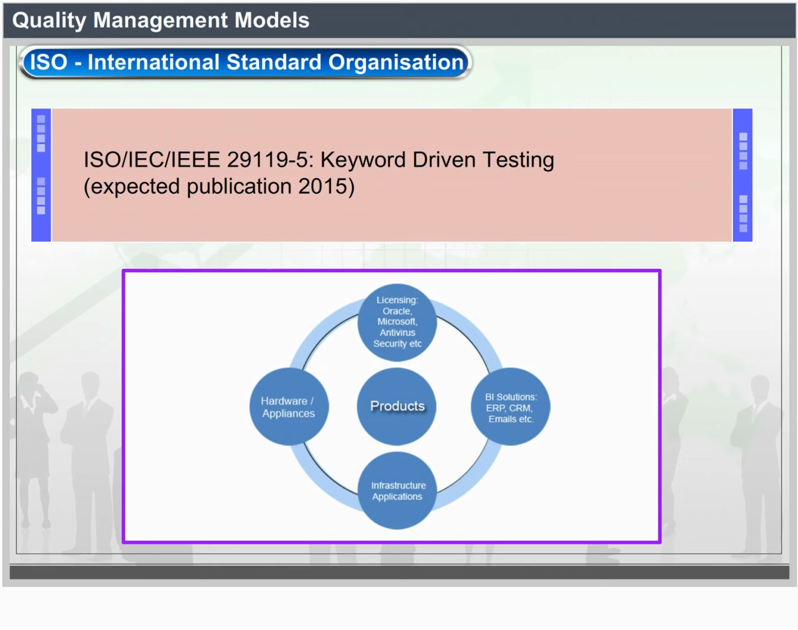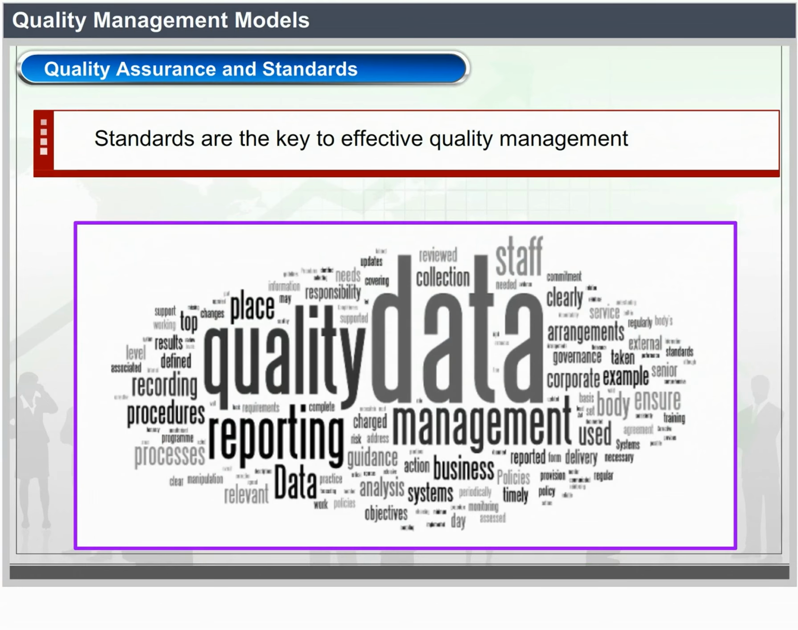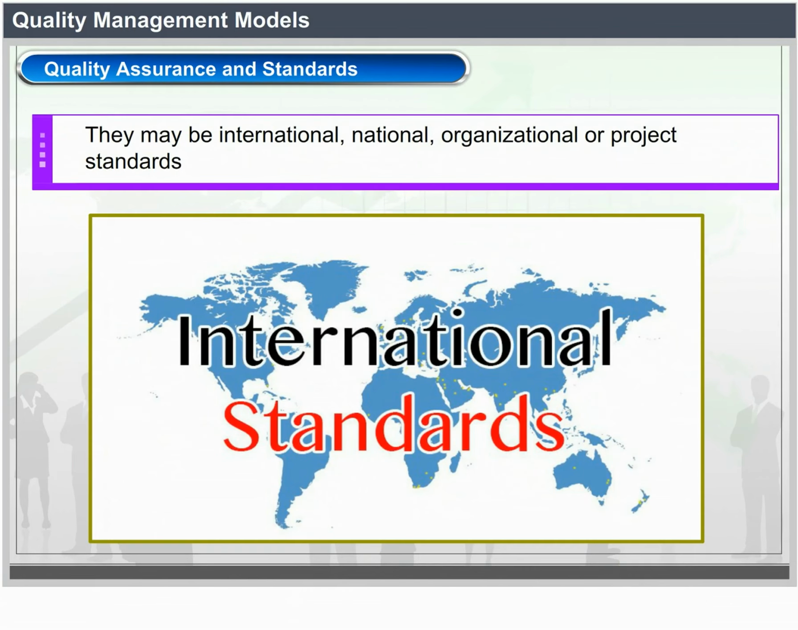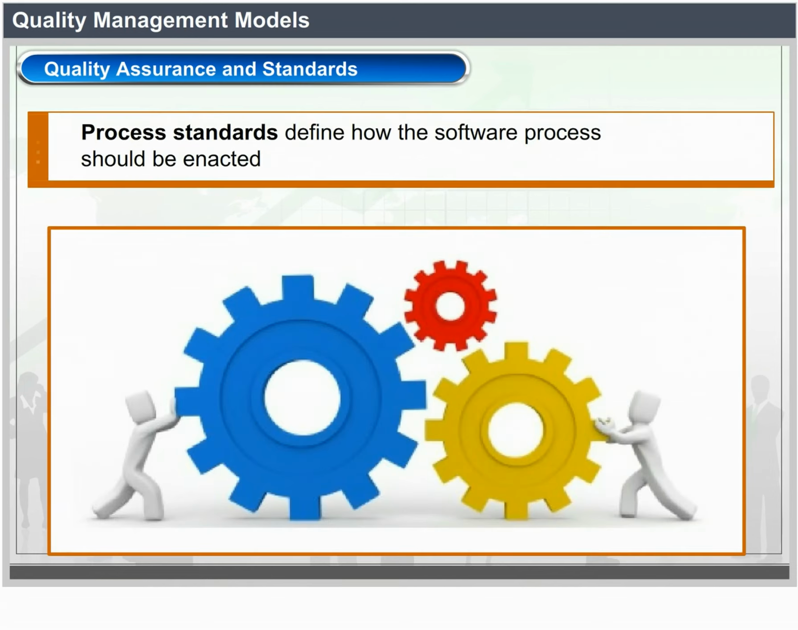Quality Assurance and Standards. Standards are the key to effective quality management. They may be international, national, organizational, or project standards. Product standards define characteristics that all components should exhibit, that is, a common programming style. Process standards define how the software process should be enacted.